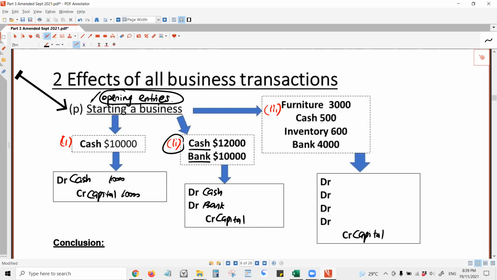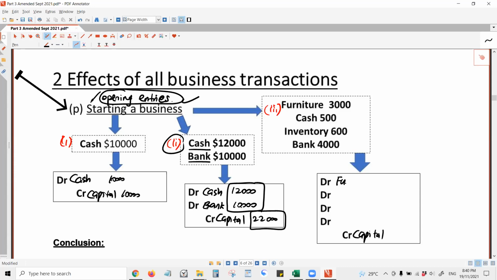If you come across any, I'll let you know about opening entries. Then you write the figure. 12,000, 10,000, and here 22,000. The amounts must be the same. The amount used for debit entry must be the total of the amount used for credit entry. They must be the same.